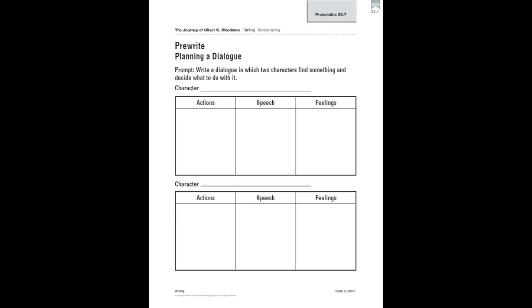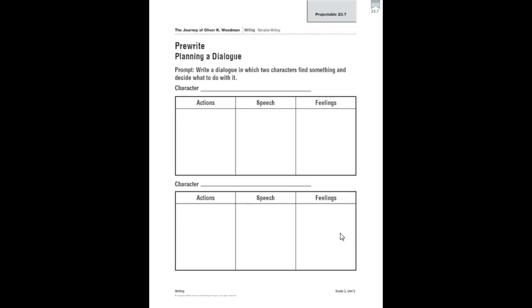So here is our pre-writing flow chart. We have columns for our characters. So we have two characters. Our prompt is two characters that find something and decide what to do with it. So here's my first character. We have actions, what they say, and their feelings. And my second character and their actions, speech, and feelings.